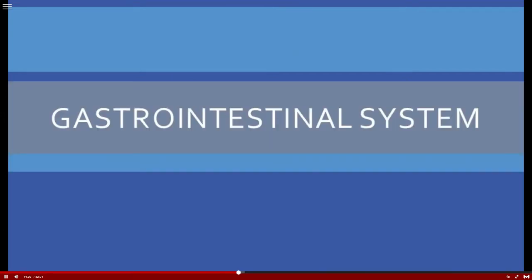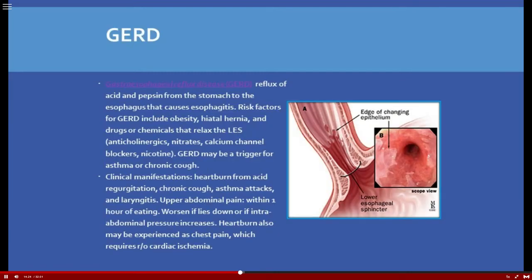So let's go ahead and move on to the gastrointestinal system. And we're, of course, going to start with GERD. I'm sure you're very familiar with this. There's lots and lots of medications out there now, lots of commercials on the different types of medication for GERD.